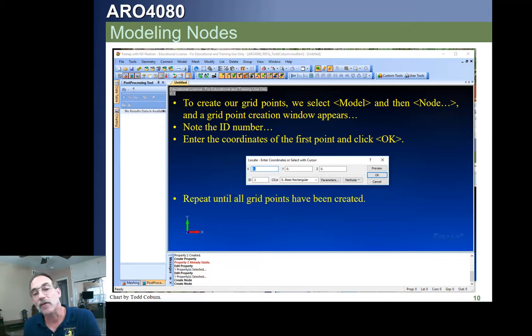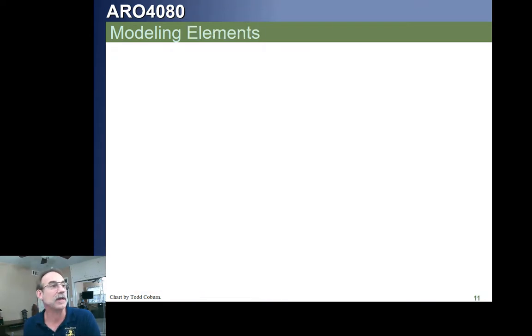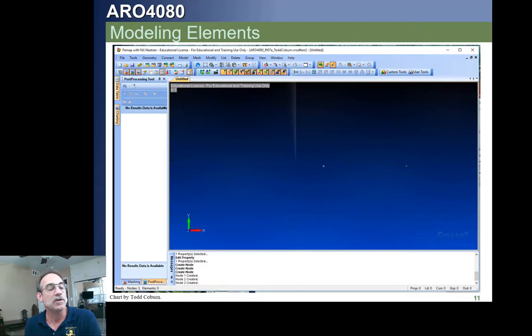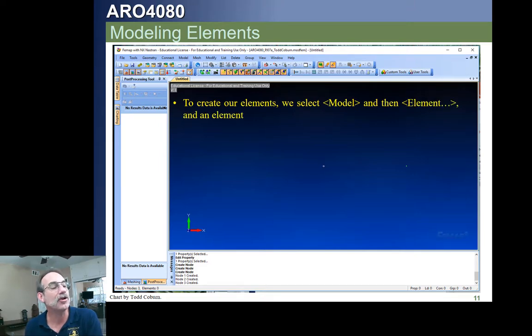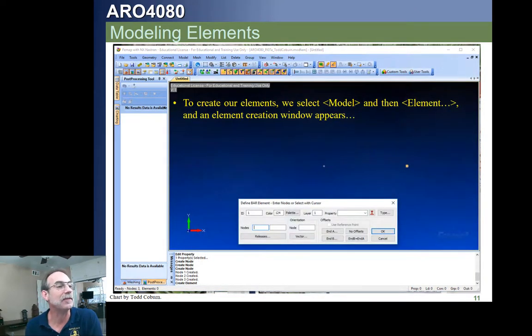Okay, we could have also created a coordinate system in here as well. Mostly if you don't, you're just going to be using the global coordinate system as we go. All right. Once we have our grid points, we then are ready to put in our elements. So you're going to create those, you're going to go back to model, you're going to choose element, and then you're going to choose your element type.